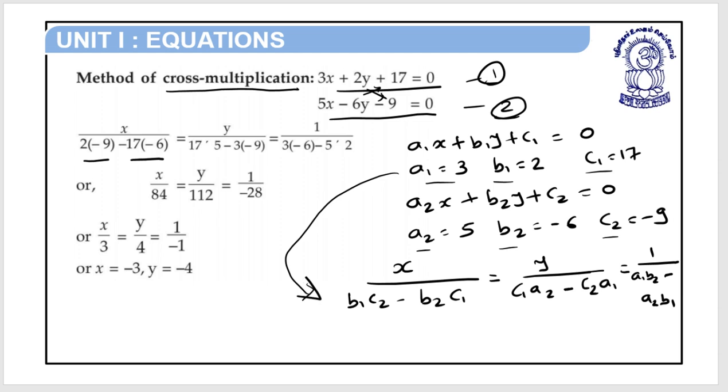So x upon 2 into minus 9 minus 17 into minus 6 is equal to y upon 17 into 5 minus 3 into minus 9 is equal to 1 upon 3 into minus 6 minus 5 into 2. So x upon 2 9s are 18, minus 18 plus 17 6s are 102. 102 minus 18, so 84.